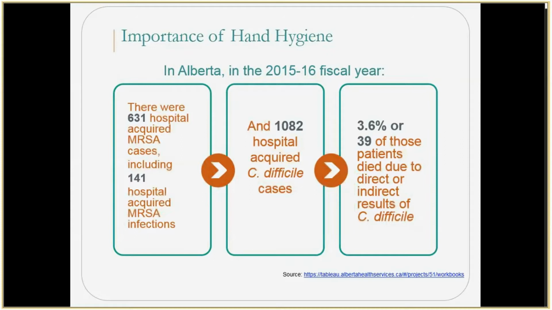Hand hygiene is the single most effective way to prevent and control the spread of healthcare-associated infections in our healthcare facilities. Healthcare-associated infections cause unnecessary stress and hardship on the patients and their families. AHS recognizes that hand hygiene is a shared responsibility. All staff, medical staff, and volunteers play a role in patient safety.